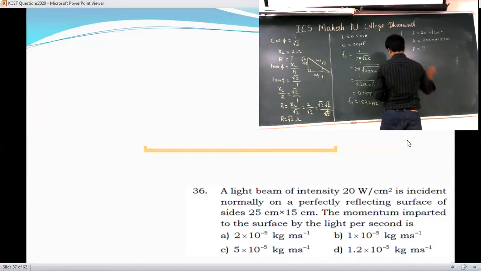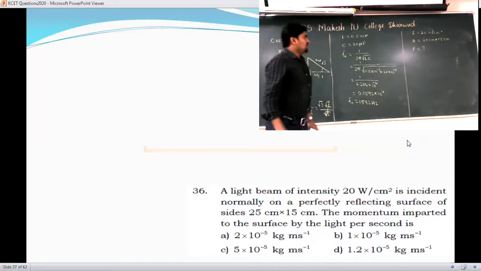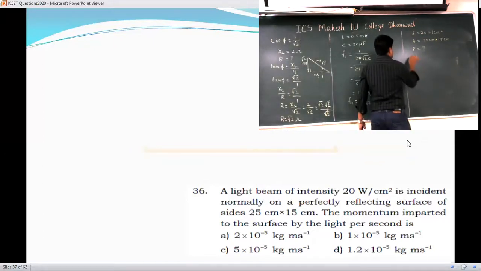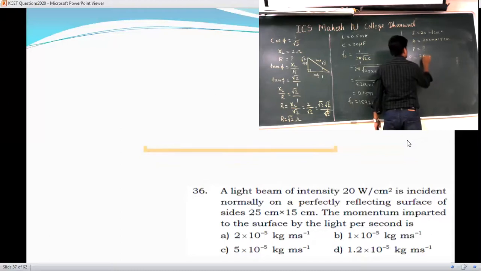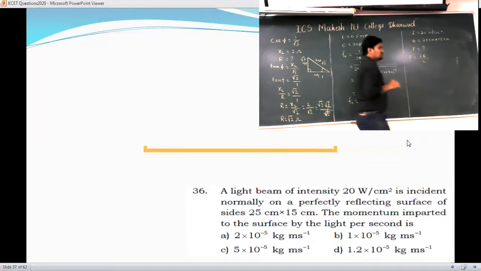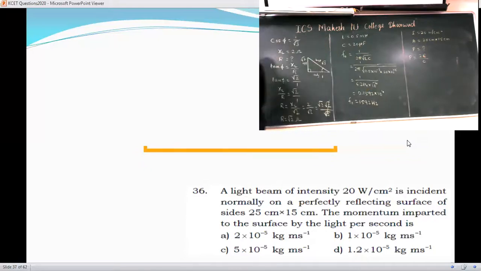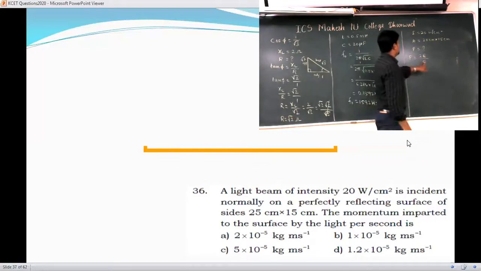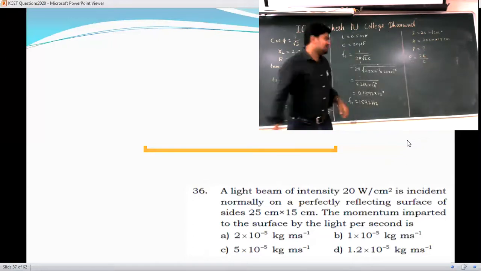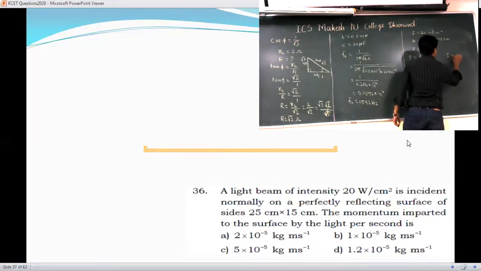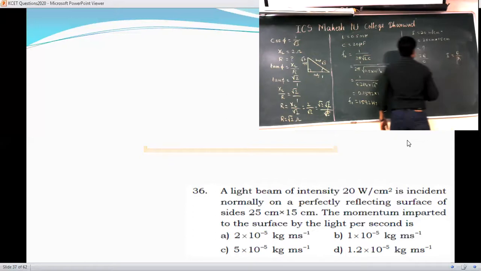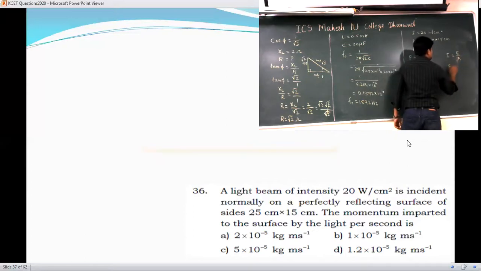So what is the momentum you have to calculate? For the momentum we have the formula P is equal to 2E by C. This is the formula. We know the value of C, that is 3 into 10 raised to 8, but we don't know the value of E. So we can use another formula here, I is equal to E by A. From here we get E is equal to I into A.